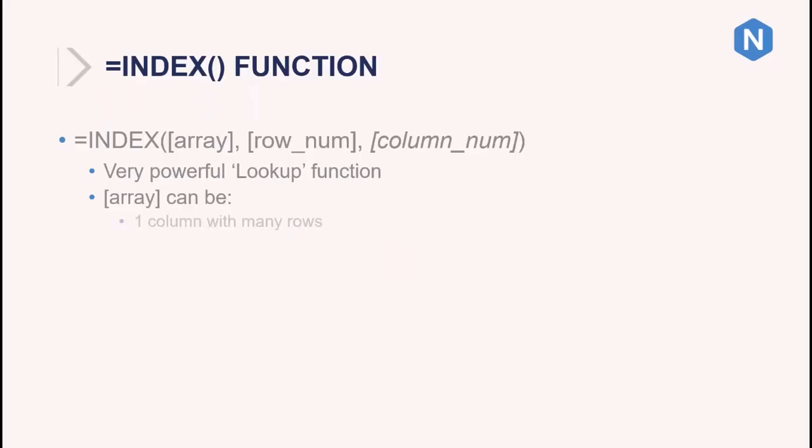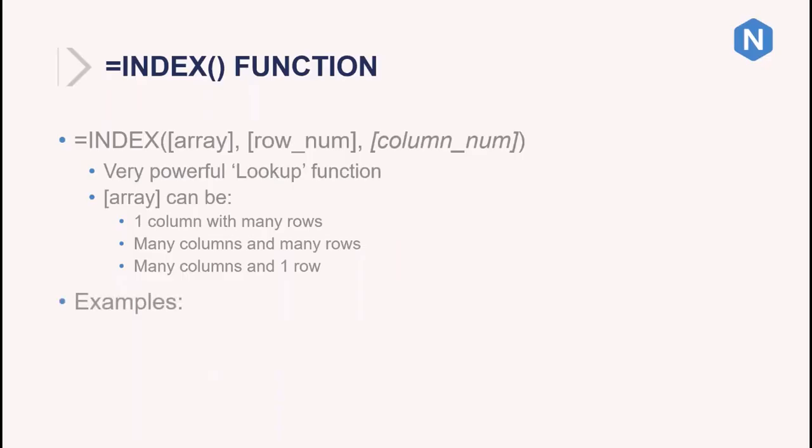The array specifically can be one column with a whole bunch of rows. It could be a whole array of columns and rows. It could be many columns in just one row. It's up to you how you want to use this. This index can be used in any of those dimensions, but it's so powerful. That's why I use it over the VLOOKUP or lookup function. So I can index a whole bunch of stuff and return anything from row number 2.